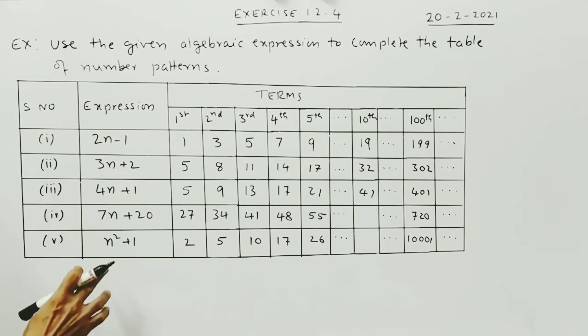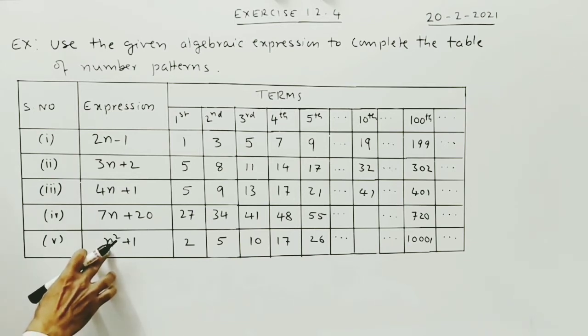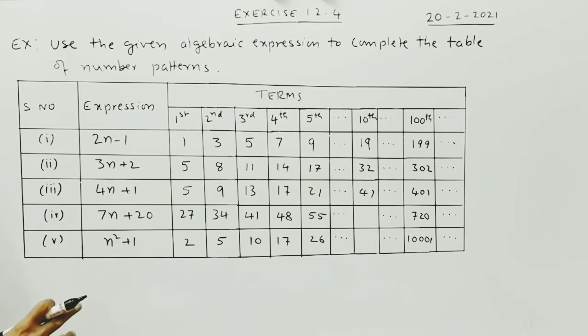When n is equal to 100, square of 100, that is 10,000, plus 1, 10,001.